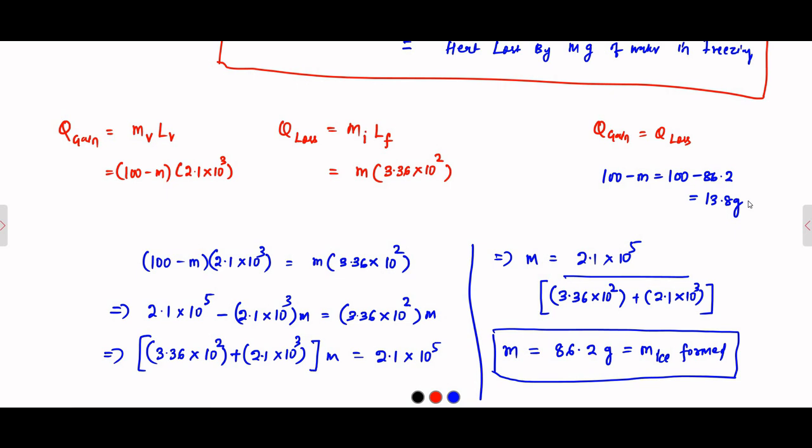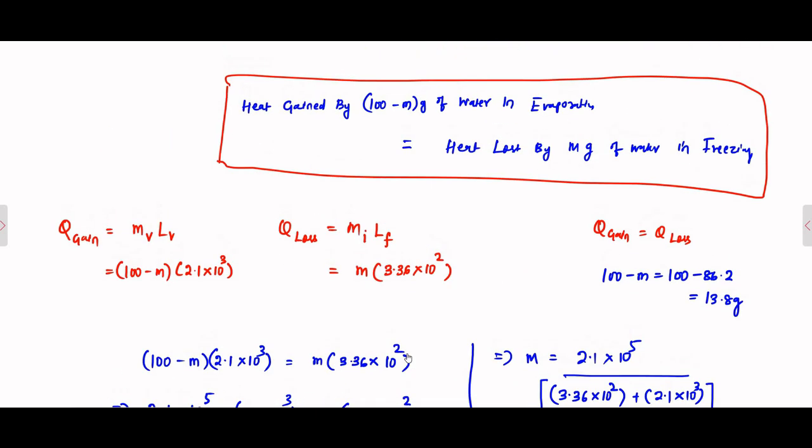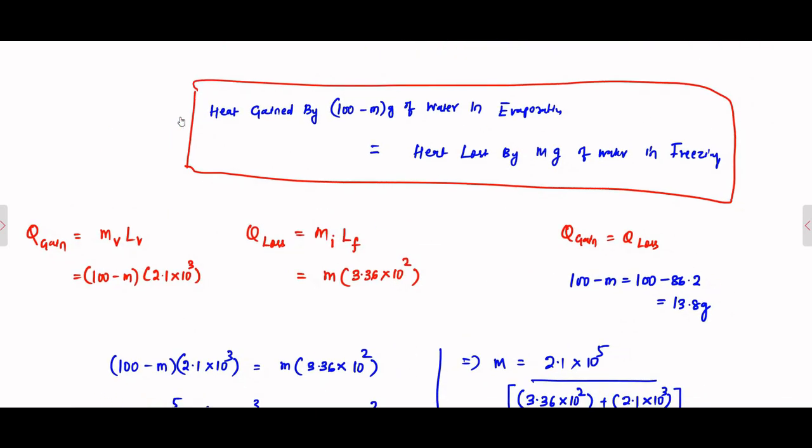So this is the basic concept. The previous questions which we discussed were on specific heat. So this is based on latent heat of fusion and vaporization. So here the basic principle to understand is this, that when this whole process took place, this is the general operating principle. The heat gained by the mass of water which vaporized is equal to the heat lost by the mass of water which turned into ice.